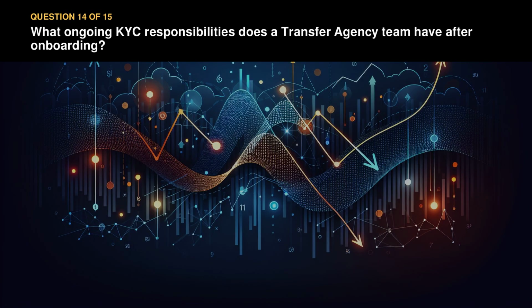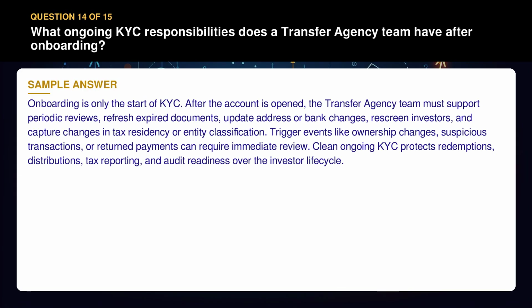Question 14. What ongoing KYC responsibilities does a transfer agency team have after onboarding? Onboarding is only the start of KYC. After the account is opened, the transfer agency team must support periodic reviews, refresh expired documents, update address or bank changes, rescreen investors, and capture changes in tax residency or entity classification. Trigger events like ownership changes, suspicious transactions, or returned payments can require immediate review. Clean ongoing KYC protects redemptions, distributions, tax reporting, and audit readiness over the investor lifecycle.